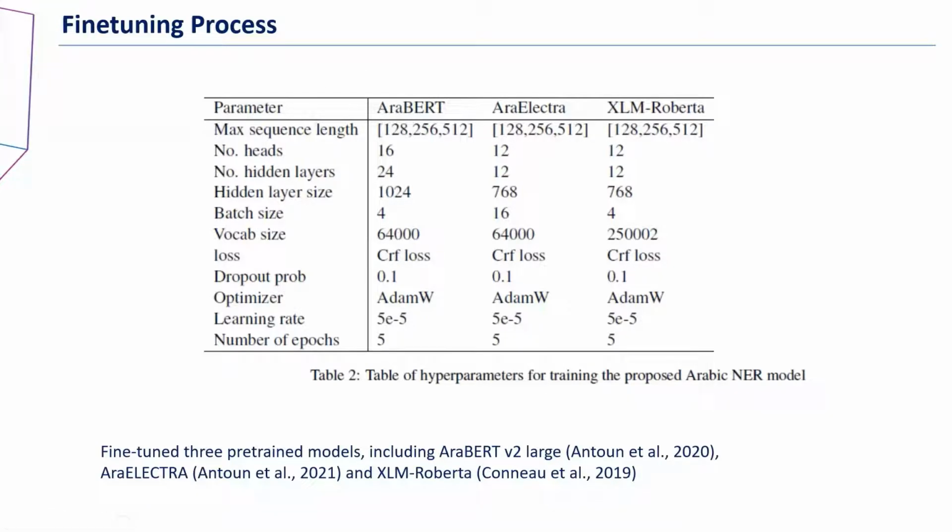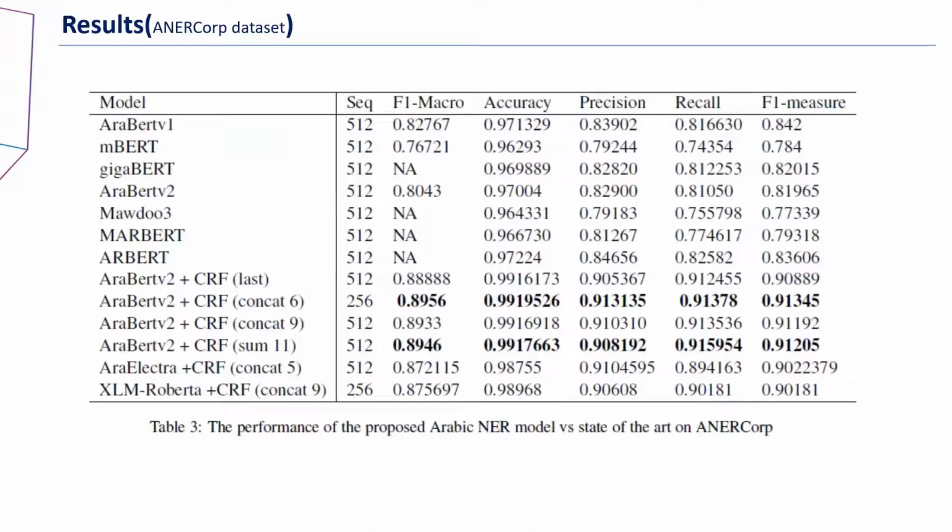This is the first result, for ANERcorp, comparing with all of the models that I mentioned before. When we concatenate the 6 layers, you can see that AraBERT version 2 with CRF has the largest F1 macro, and the summation of the 11 hidden layers also outperformed the previous models for ANERcorp.